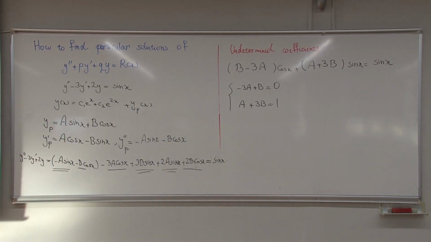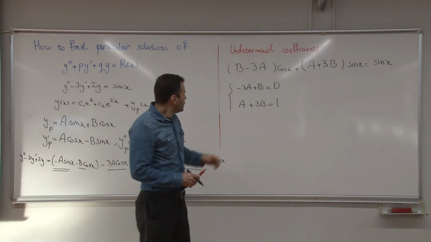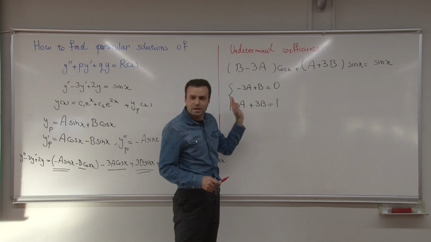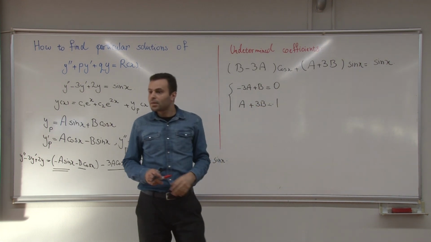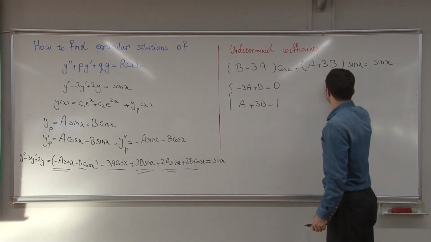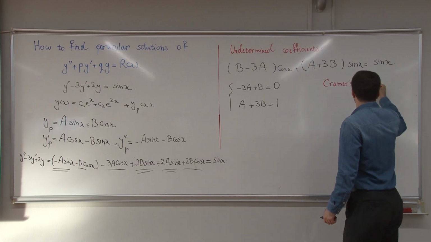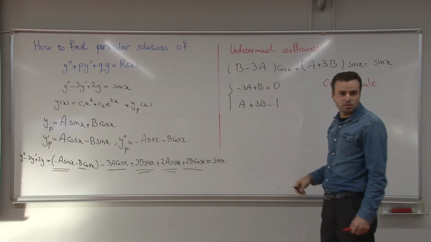How can we solve this system of linear equations? Do you know Cramer's rule, by the way? We can also multiply this by 3, add them together, and so on. This is called the Gaussian elimination method, right? We can also use Cramer's rule, which means that first we need to write this in the matrix form.